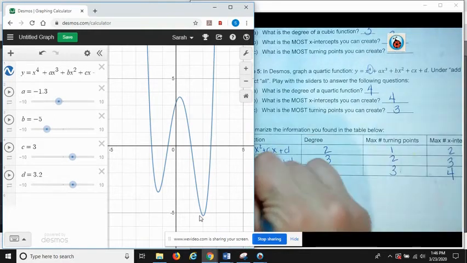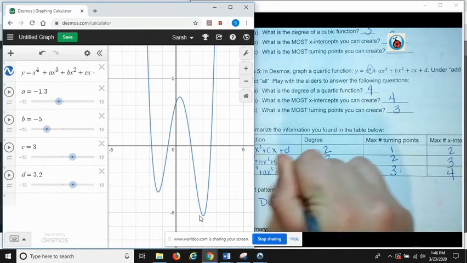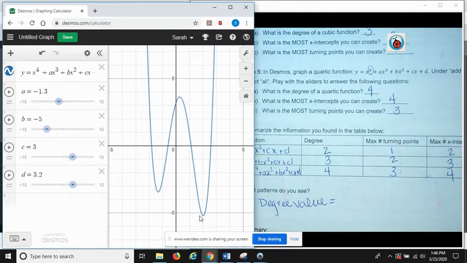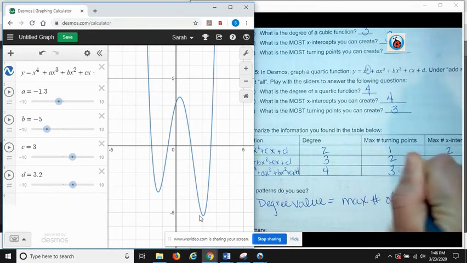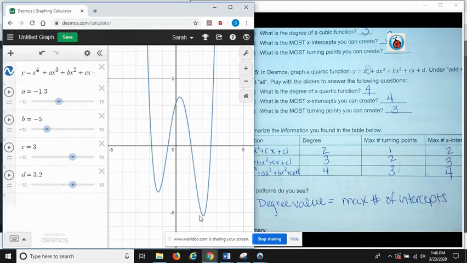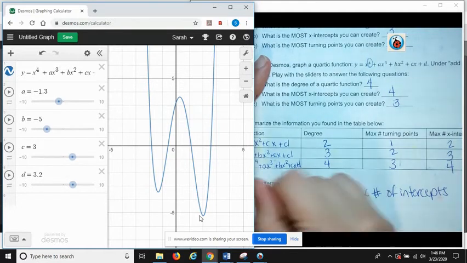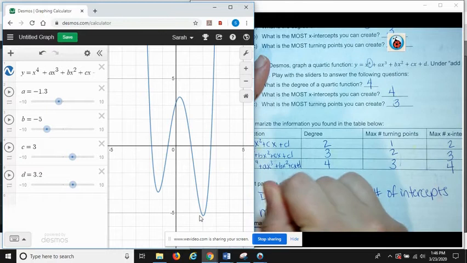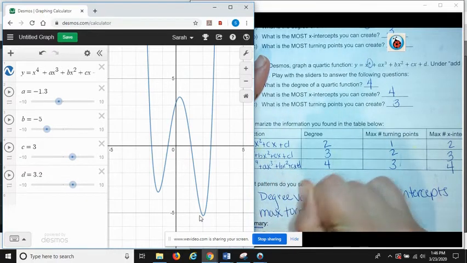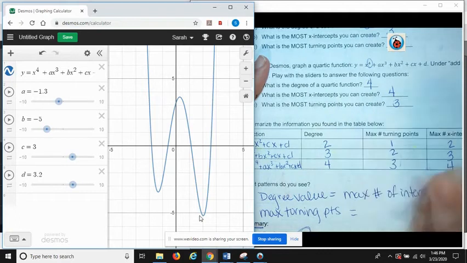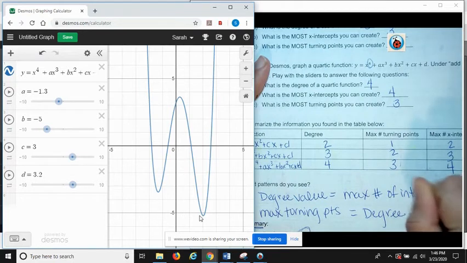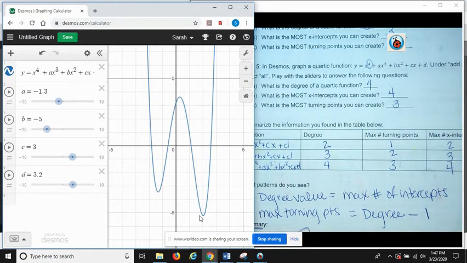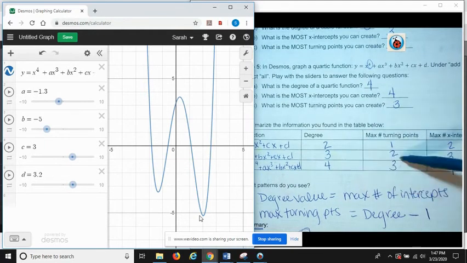So the degree value is always going to be equal to the max number of intercepts. Okay, and then the turning points are max turning points. So you can always have less. Is going to always be equal to the degree value minus 1. Okay, so we took this degree value, subtract 1, and you get my max number of turning points. 3 minus 1 is 2, 4 minus 1 is 3.